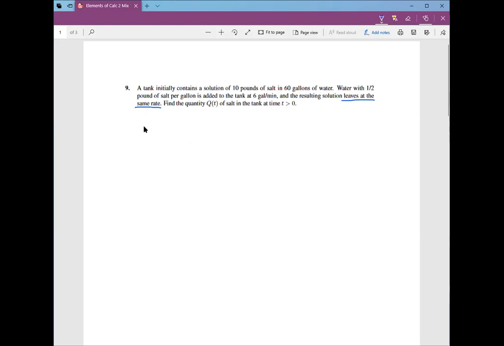Okay, so let's set up a model, and mathematicians like models that are fairly easy. So we're going to go with the change of Q equals the amount of salt in minus the amount out. Q is equal to the pounds of salt in the tank. So dQ is the change in the amount of salt.